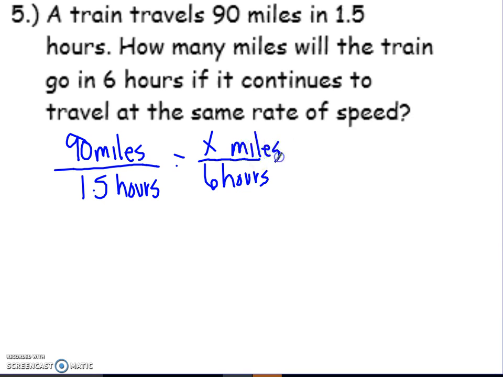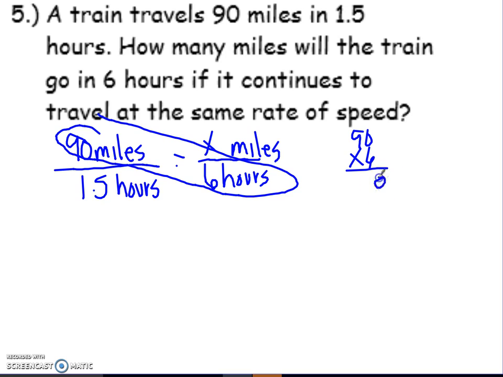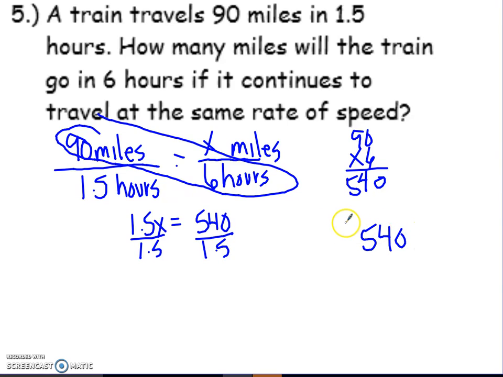We can do a proportion of miles to hours, miles to hours. So we do 90 times 6. 6 times 0 is 0. 6 times 9 is 54. So then we have 540 divided by 1.5. So we're going to hop it over once.